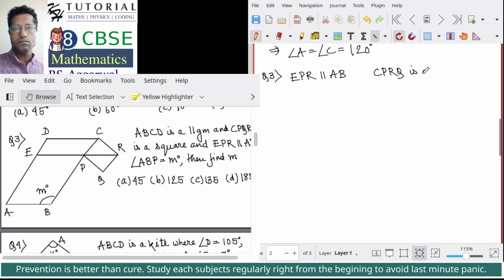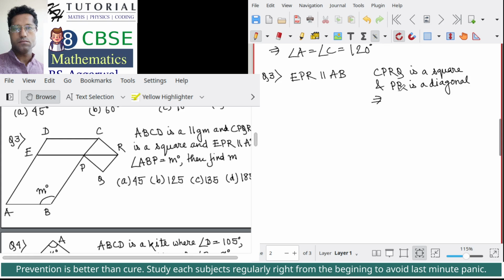CPQR is a square, and PR is a diagonal. We know in a square the diagonals bisect the angles. In a square and rhombus, the two diagonals always bisect the angles. So PR is a diagonal, so it will bisect the angles P and R. Each angle of a square is 90 degree, so the angle P will be 90 degree.